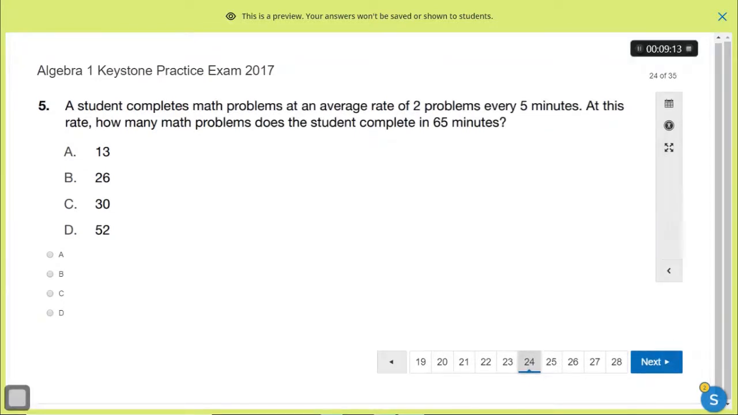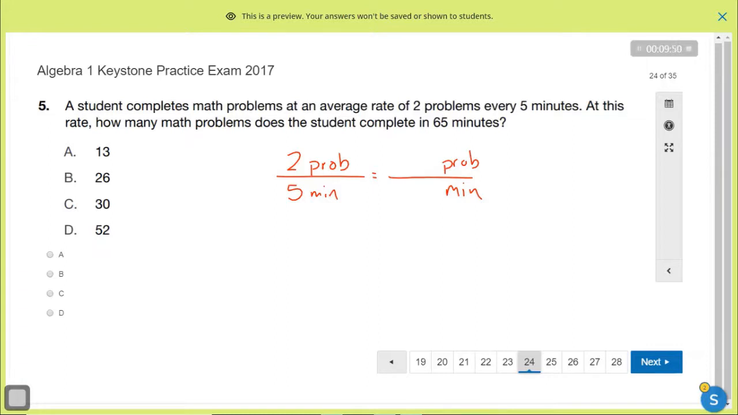A student completes math problems at an average rate of two problems every 5 minutes. At this rate, how many math problems does the student complete in 65 minutes? All right, they're giving us a rate like our slope, and so we've got our 2 problems every 5 minutes. And I'd encourage you to write our units here because I'm going to set up a proportion. I'm comparing 2 rates to each other that are supposed to be equal. And that means in my proportion, I must have the same thing on top and bottom of both sides. Notice I set that up before I even brought in our last bit of information here.